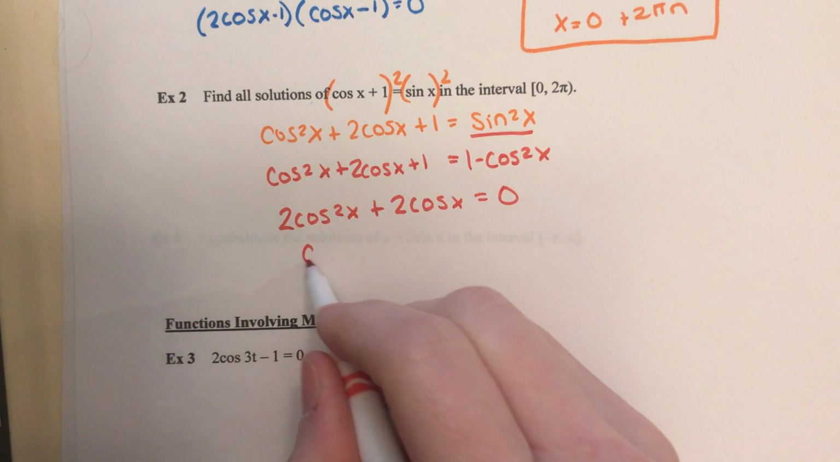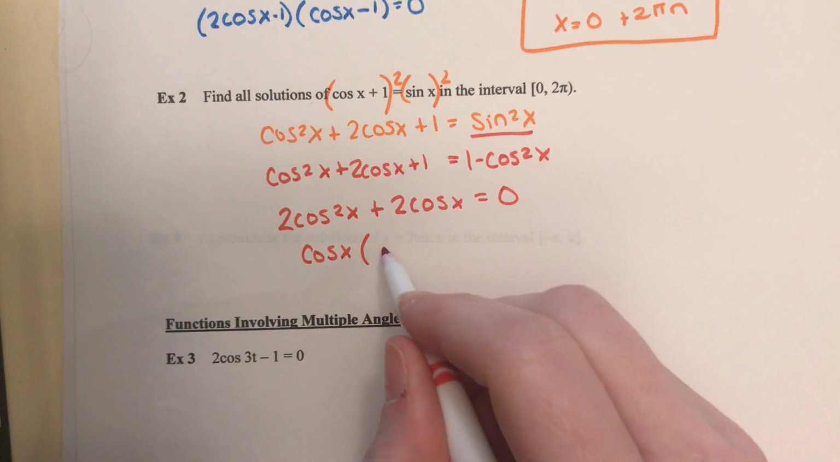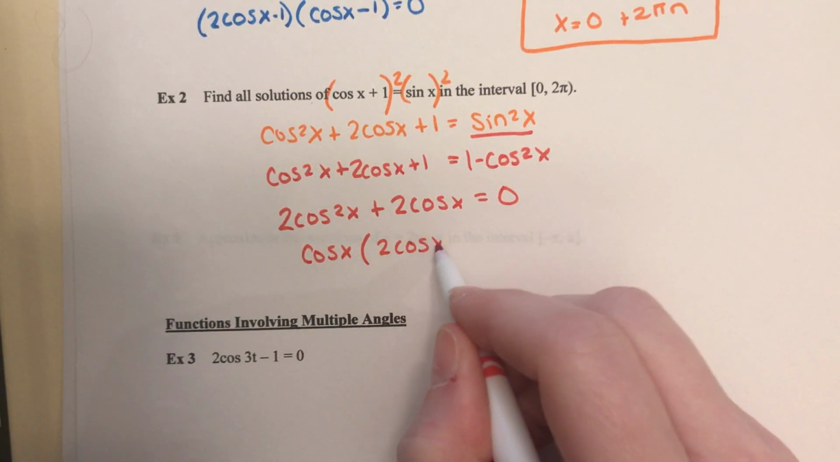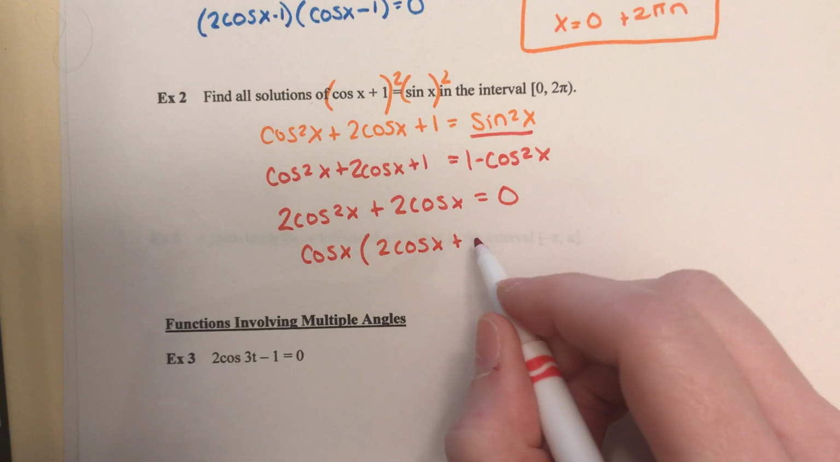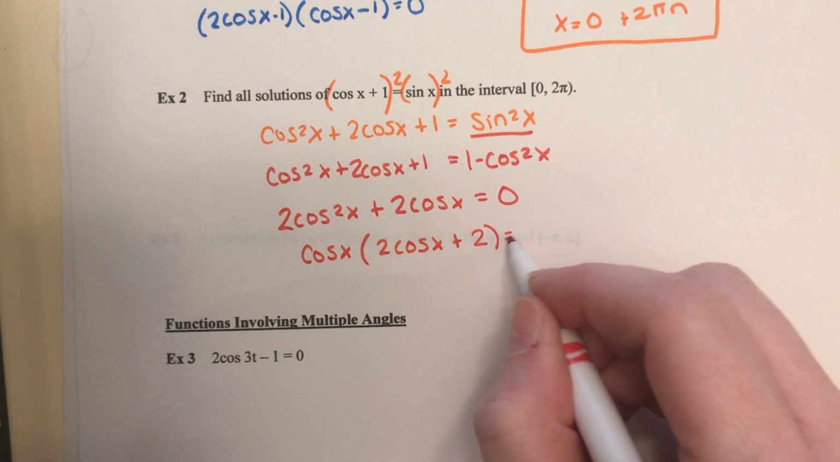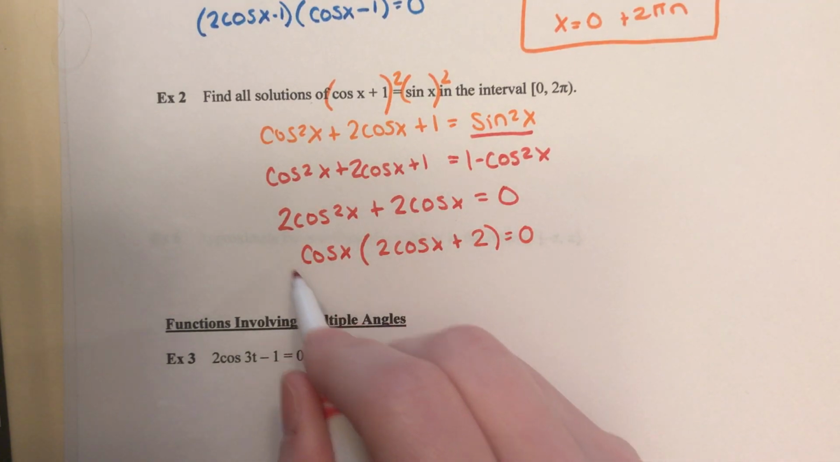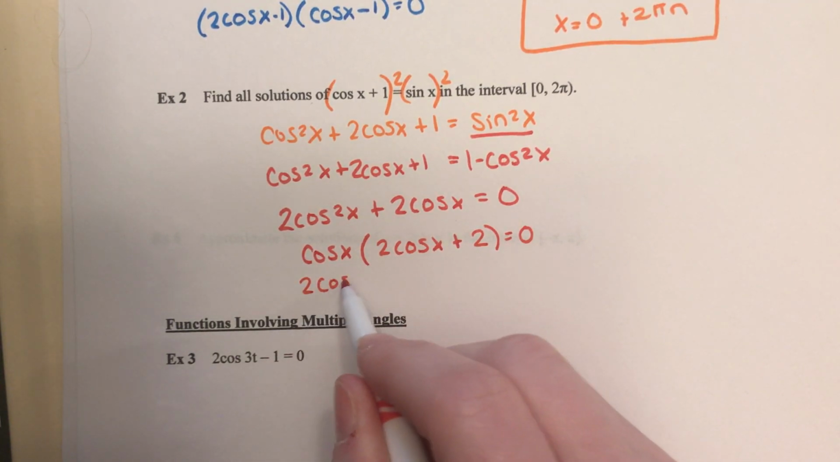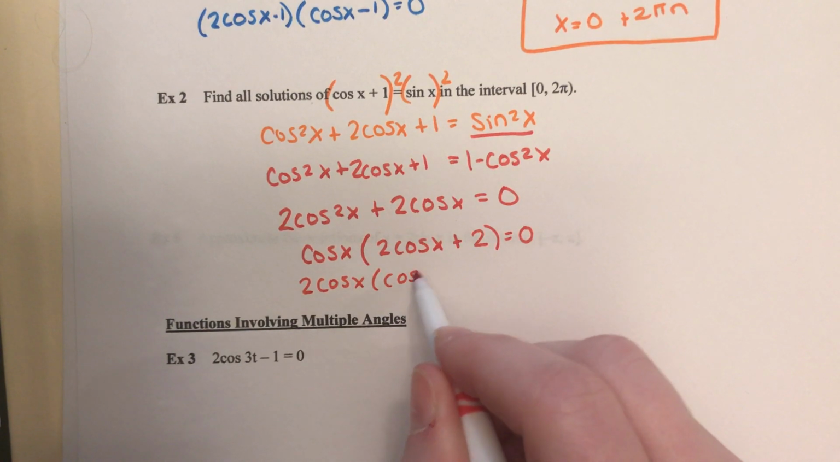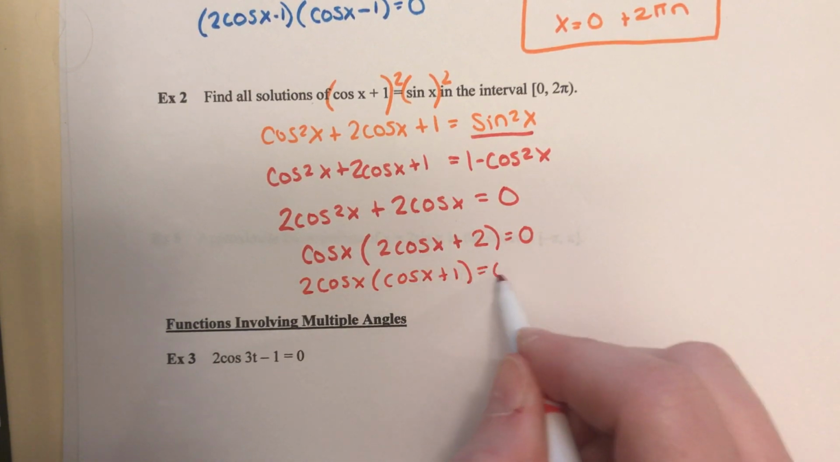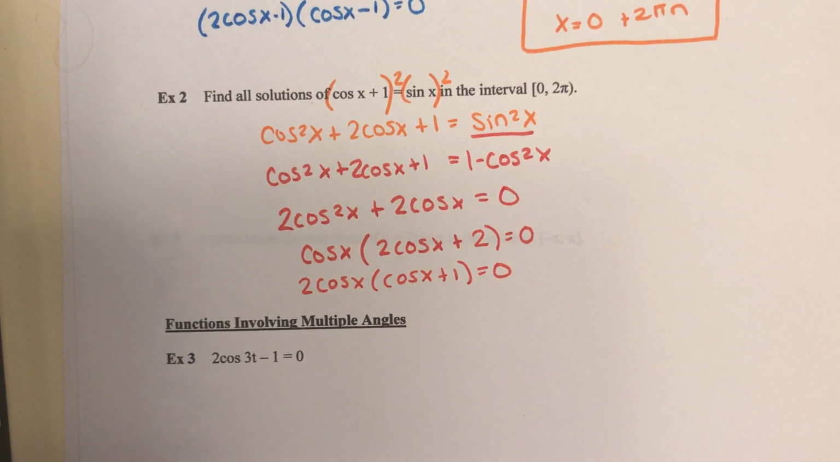So now I can factor out a cosine. That would leave me with 2 cosine of x plus 2. Or I guess I could have factored out the 2 cosine as well. So if I factor out the 2, let me change this. That would give me cosine of x plus 1. Either way, I'd get the same answer.